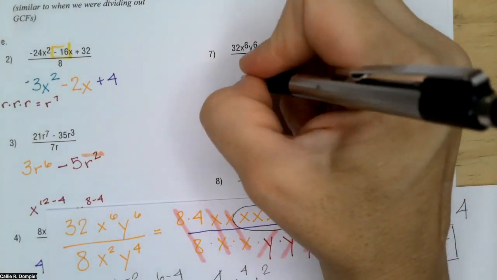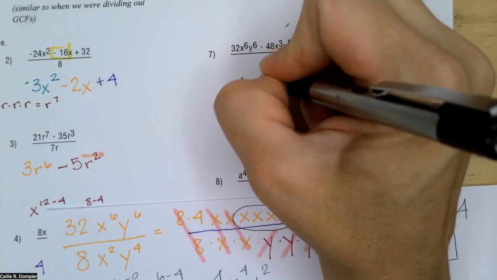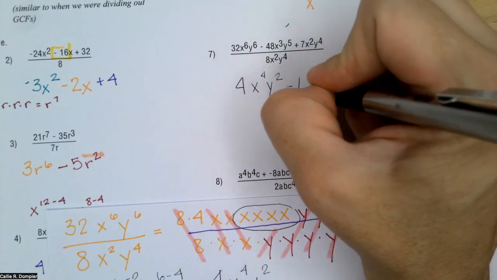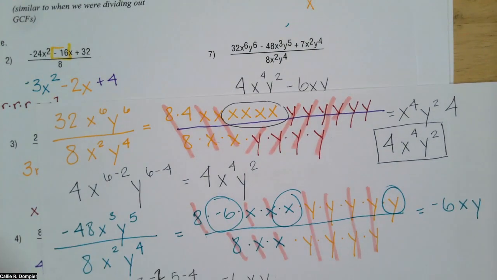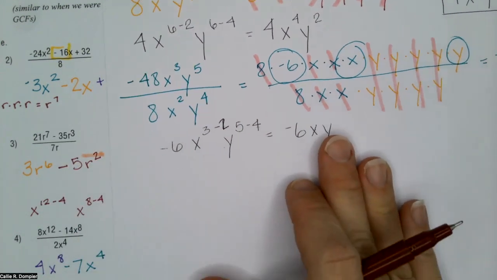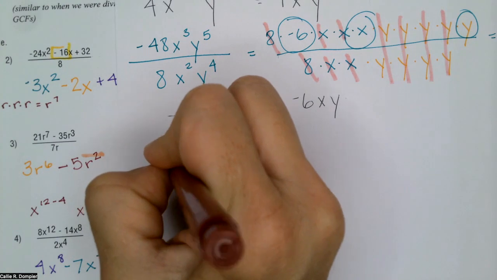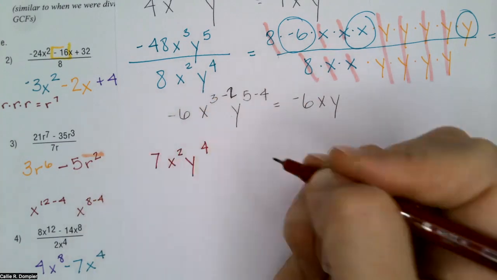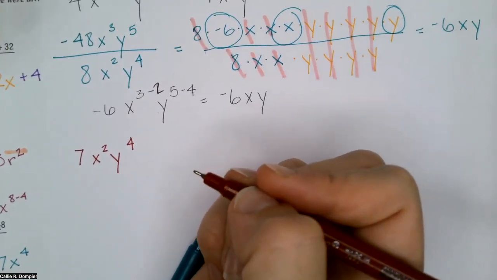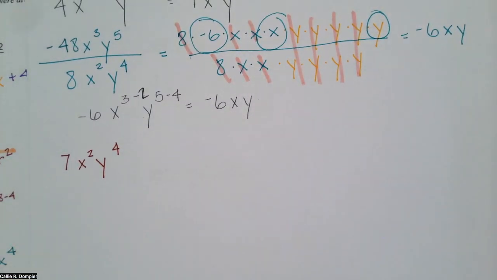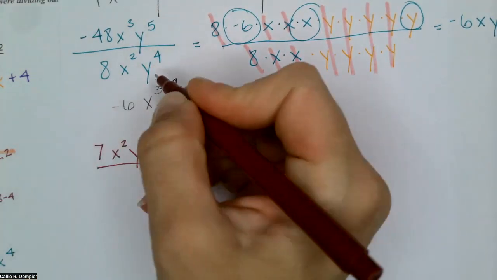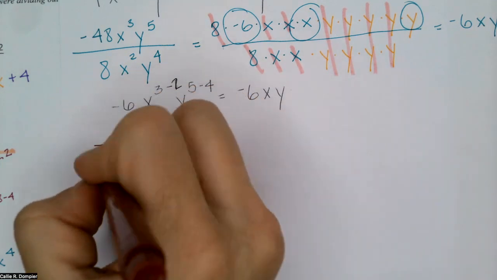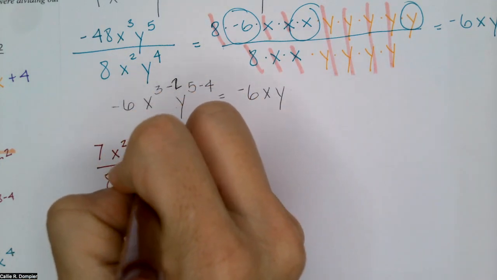So our first term was 4 x to the fourth y squared. Next term is negative 6 x y. The last one is 7 x squared y to the fourth, divided by, and then it's going to be the same thing we've been dividing the other two by. 8 x squared y to the fourth.